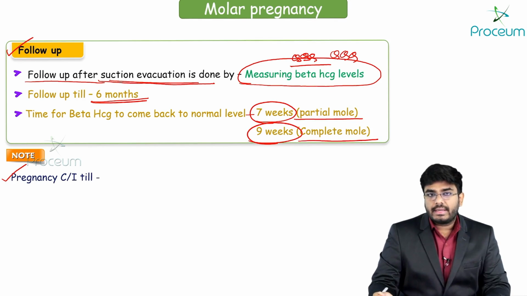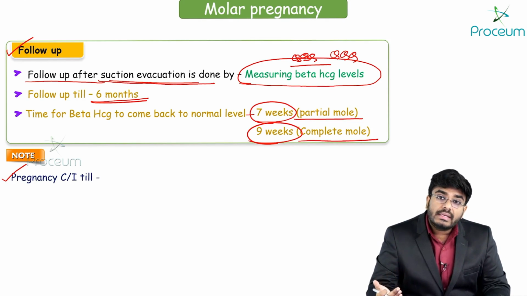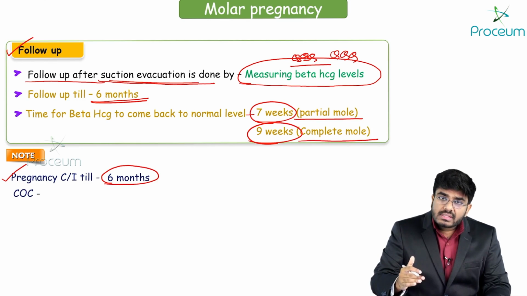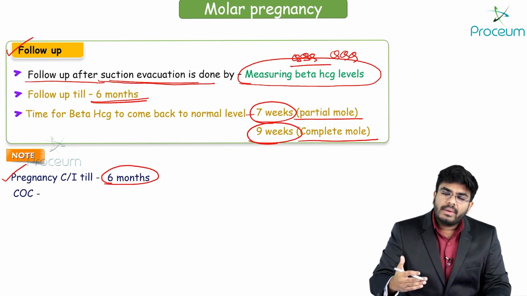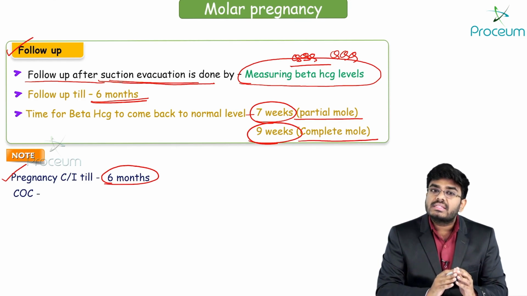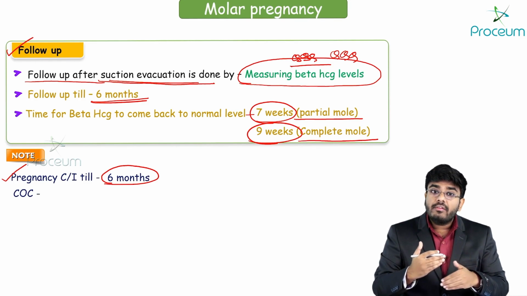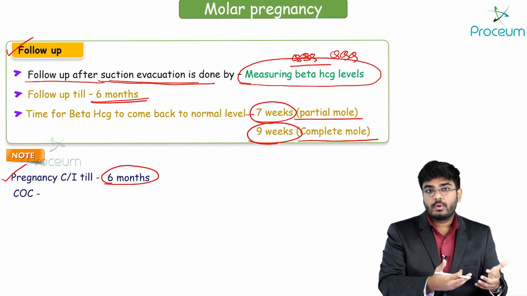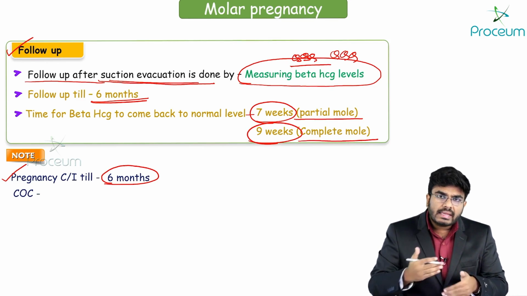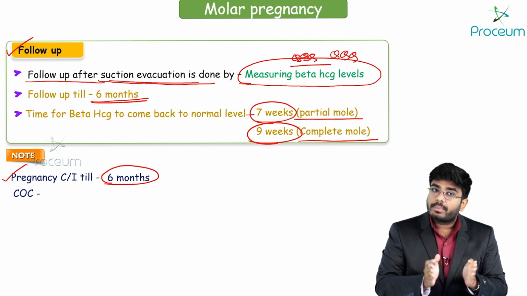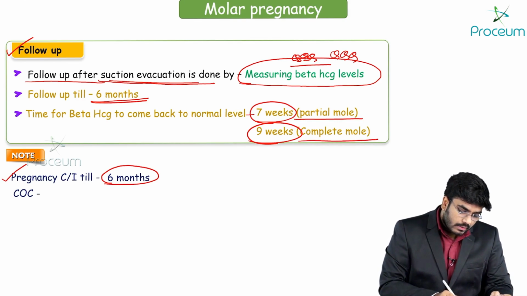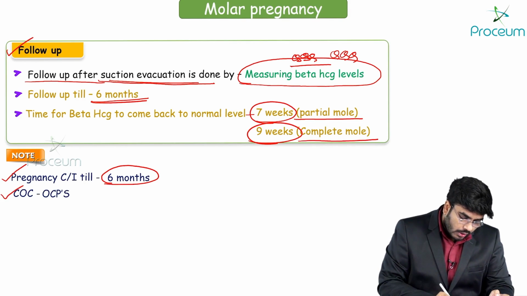After a molar pregnancy, pregnancy is contraindicated for how many months? Till 6 months. Why, sir? Because if she becomes pregnant within these 6 months, beta hCG levels will start elevating, and you can't differentiate why they are elevating. Beta hCG levels might be elevating because trophoblastic tissue is growing again, so you can't tell whether the increase is because of pregnancy or a recurrent molar pregnancy. So pregnancy is contraindicated for the next 6 months after suction evacuation, and the contraceptive of choice is oral contraceptive pills. MCQ.